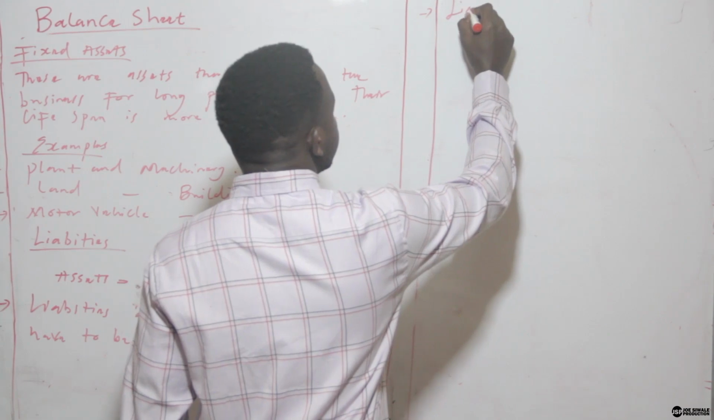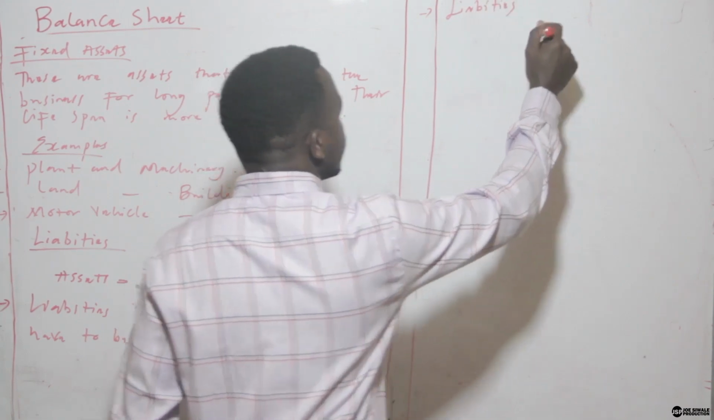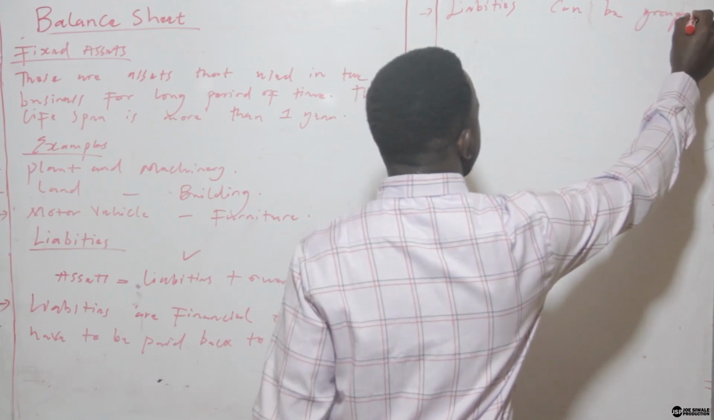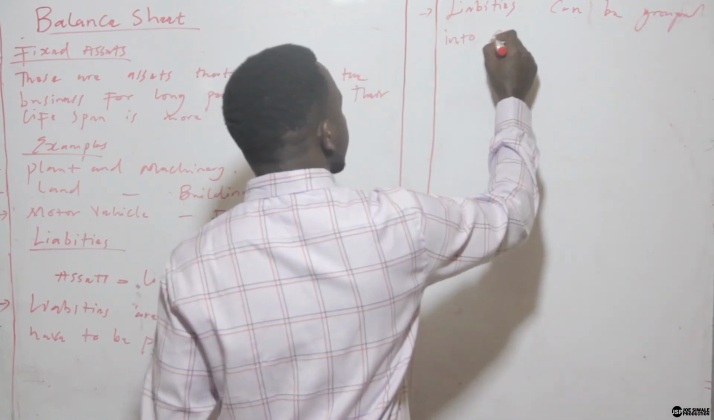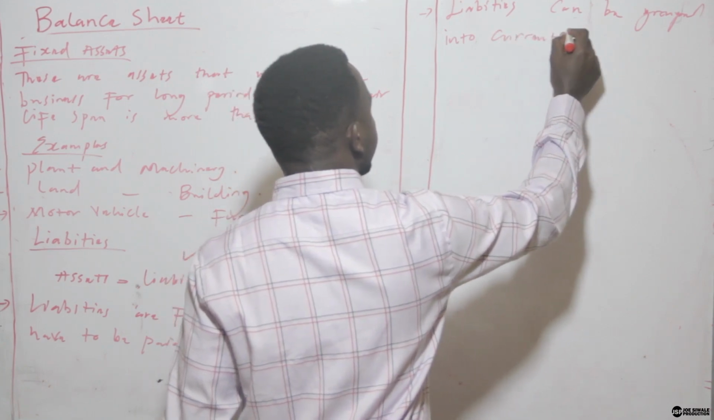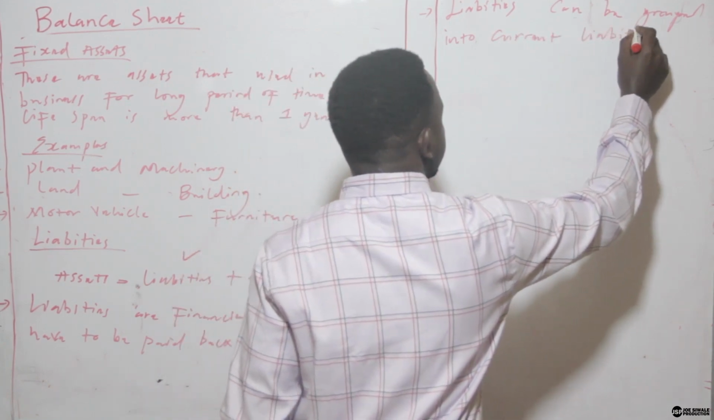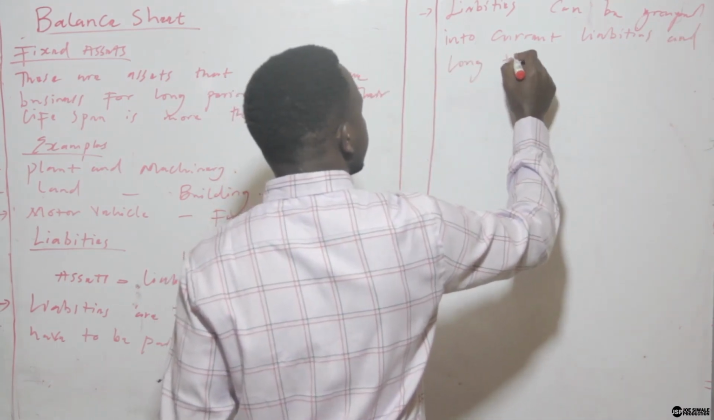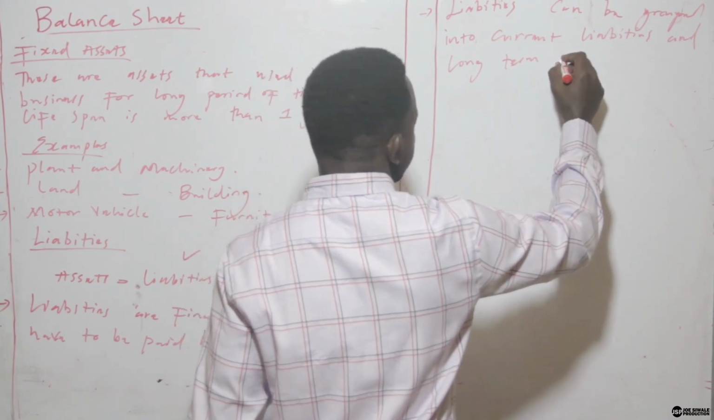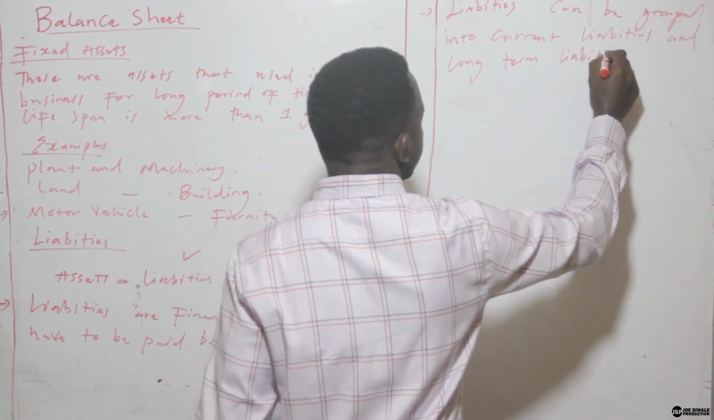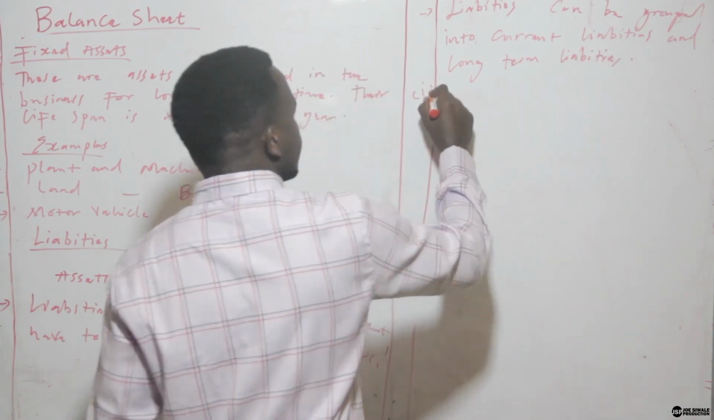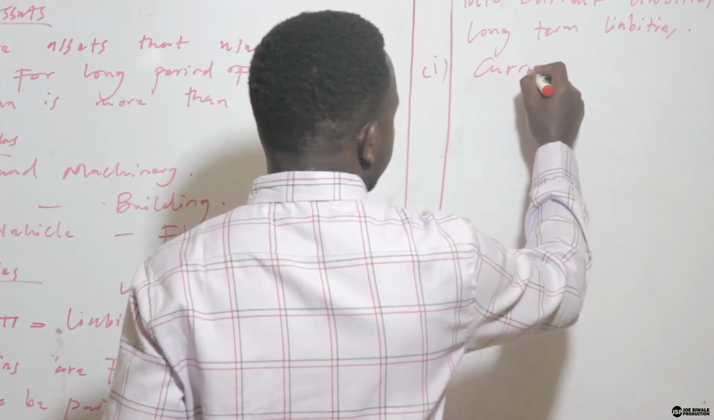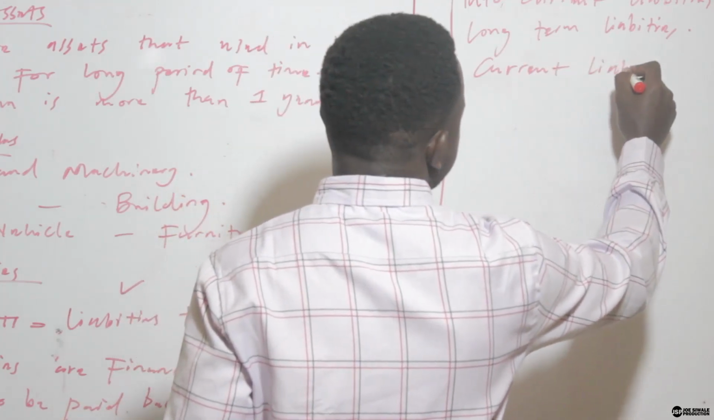So liabilities can be grouped into current liabilities and long-term liabilities. So we'll start with the current liabilities.